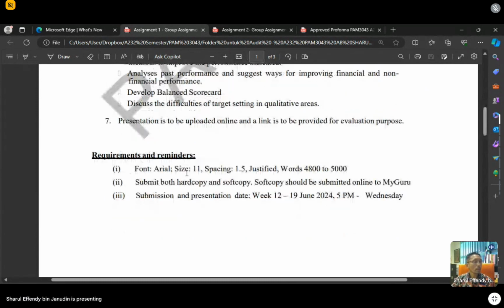And then the requirements: justified, Arial font size 11, spacing 1.5. So don't prepare too thick. The maximum is 5,000 words, excluding the appendix. If you have any appendix, you just put it at the back of the assignment. But what you write, maximum 5,000 words.